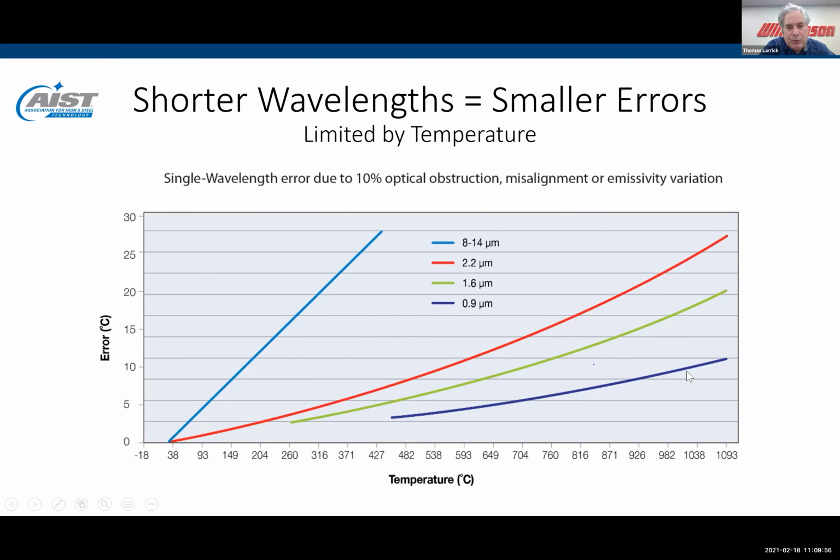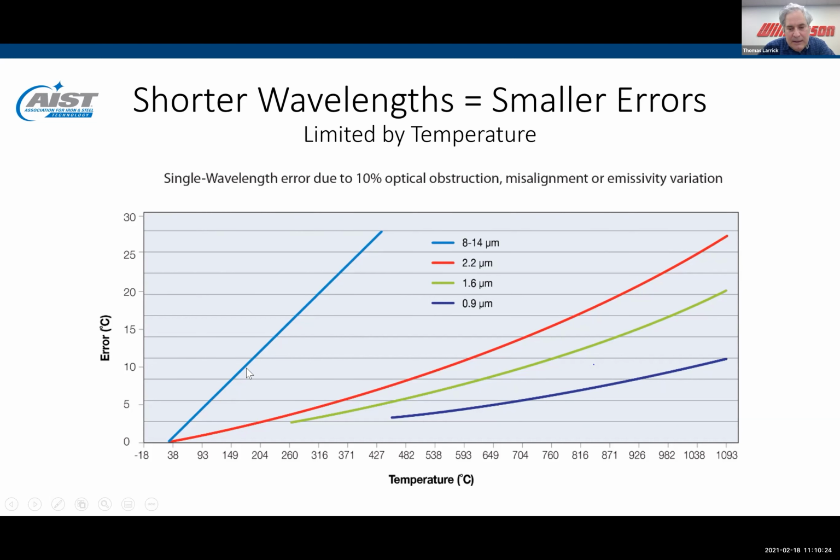A shortest wavelength pyrometer, though, can only measure to a certain temperature, and it can't measure any lower. So in order to measure a lower temperature, we need to scoot out to a slightly longer wavelength. And then that slightly longer wavelength can only measure so low. And in order to measure lower, we have to scoot out to a slightly longer wavelength.